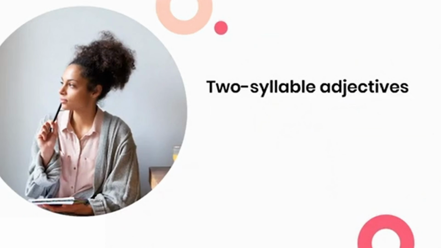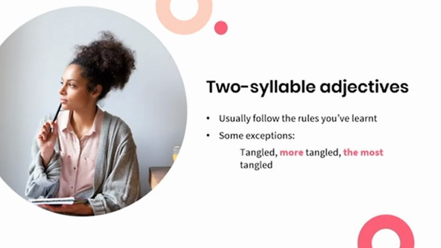Now, do you remember syllables? Syllables are the beats of words. An example of a two-syllable word would be crazy. Two-syllable words usually follow the rules you've learned, but there are some exceptions, such as tangled, more tangled, the most tangled, and polite, more polite, the most polite.